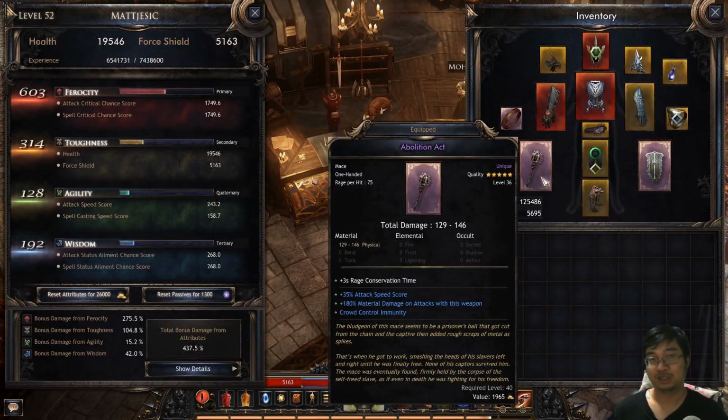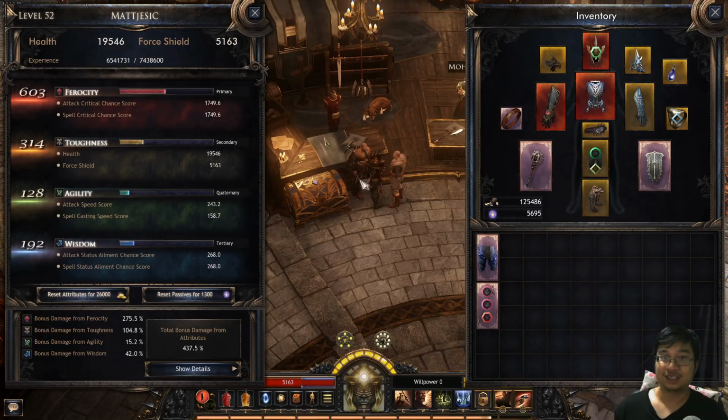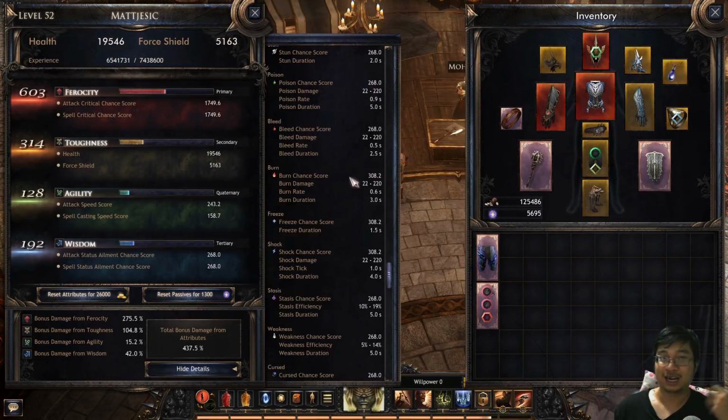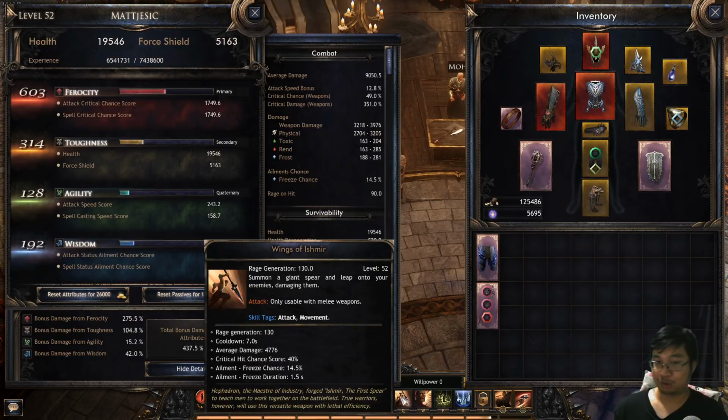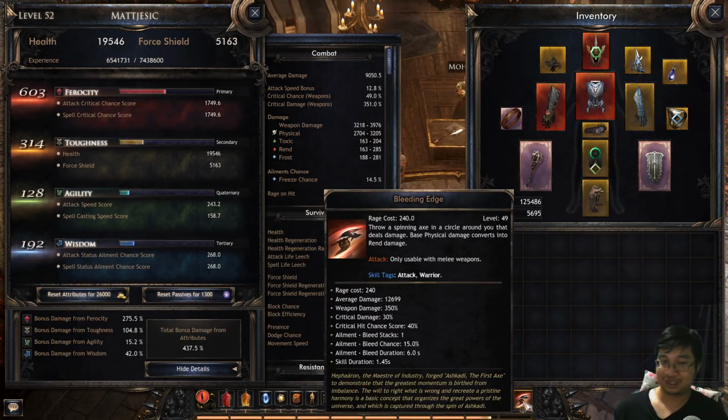The best way to do it is to socket different attack gems and guarantee yourself to have the highest attack alignments that you want. Of course, if I don't have anything that's great, I would like to have Frost. Having the freeze effect allows me to stun enemies for 1.5 seconds. And who doesn't want to stun enemies?